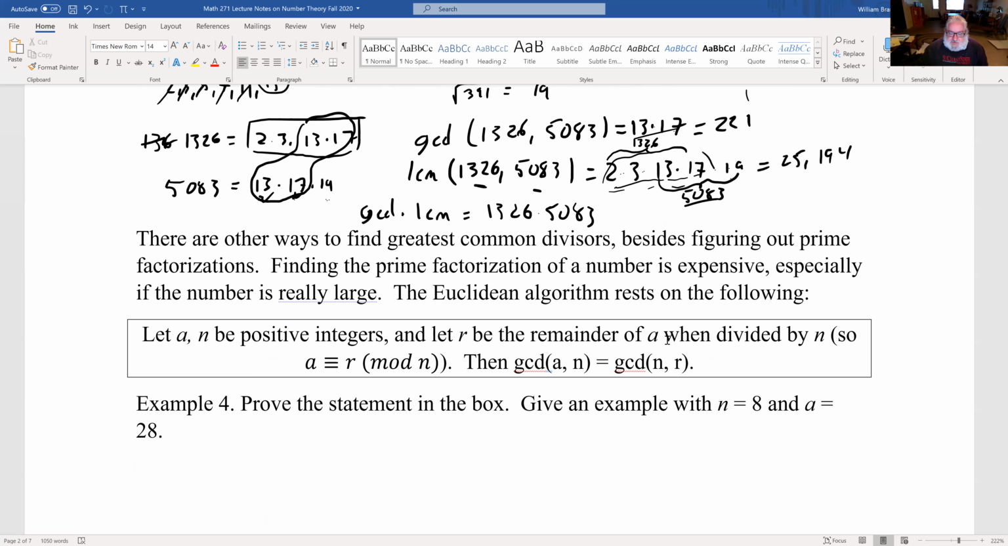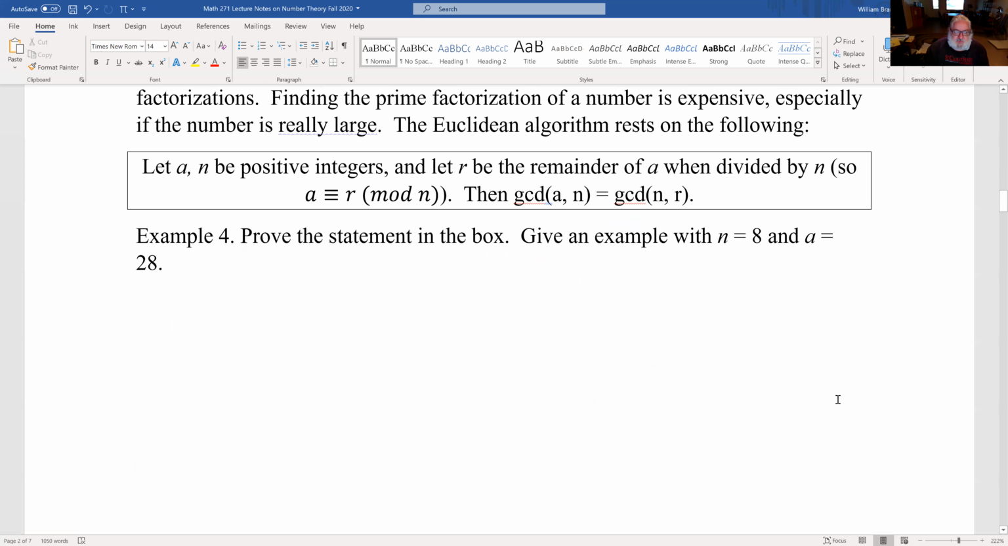The Euclidean algorithm is a very useful trick for finding the greatest common divisor without doing the prime factorization. So a and n are positive integers. r is the remainder of a when divided by n, so that a is equal to r mod n. Then the greatest common divisor of a and n is the greatest common divisor of n and r.